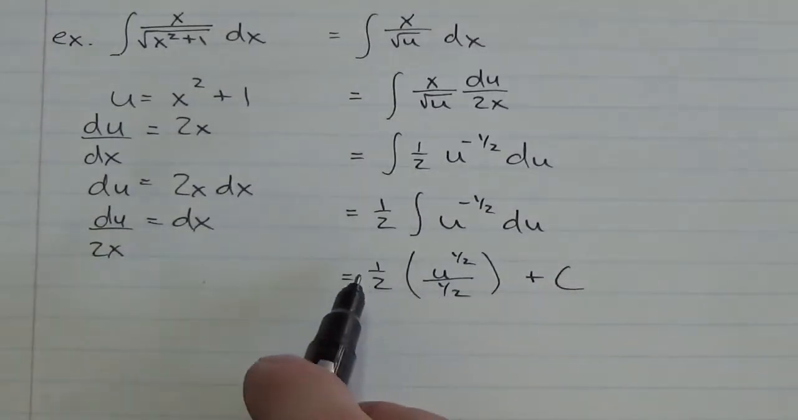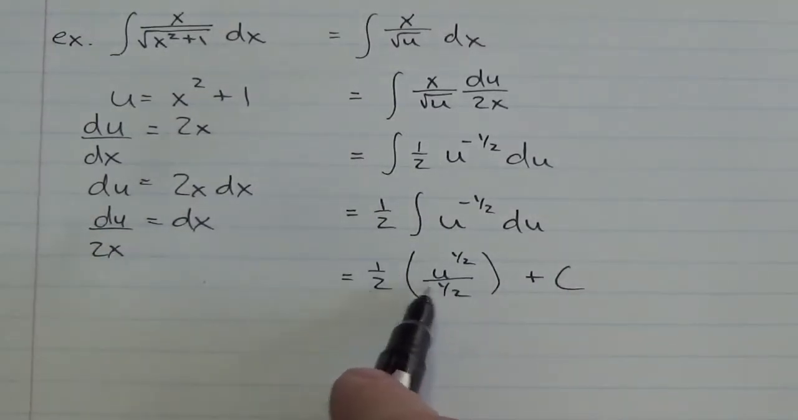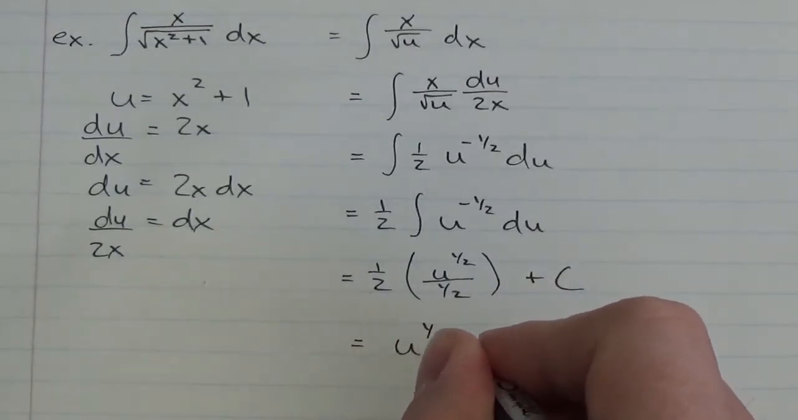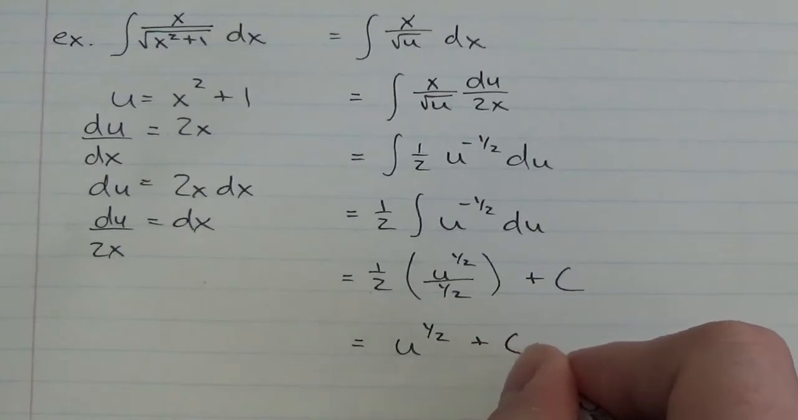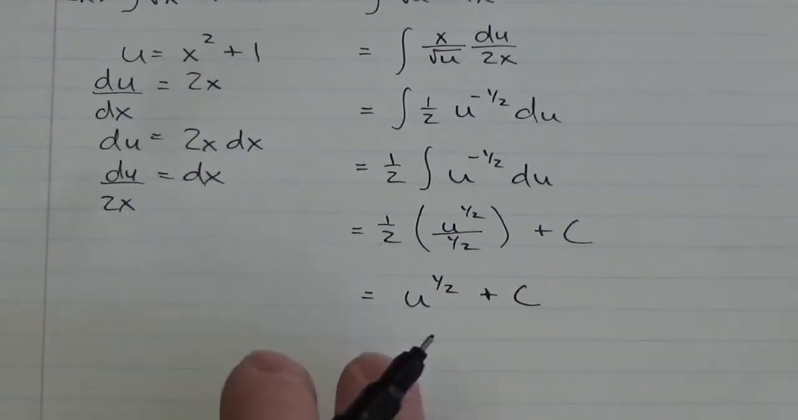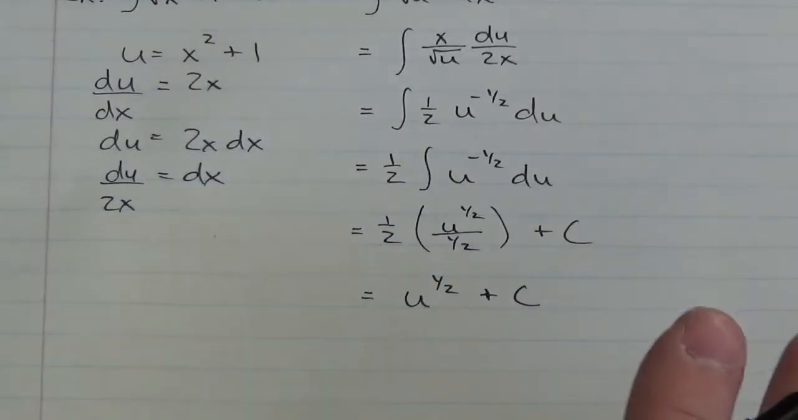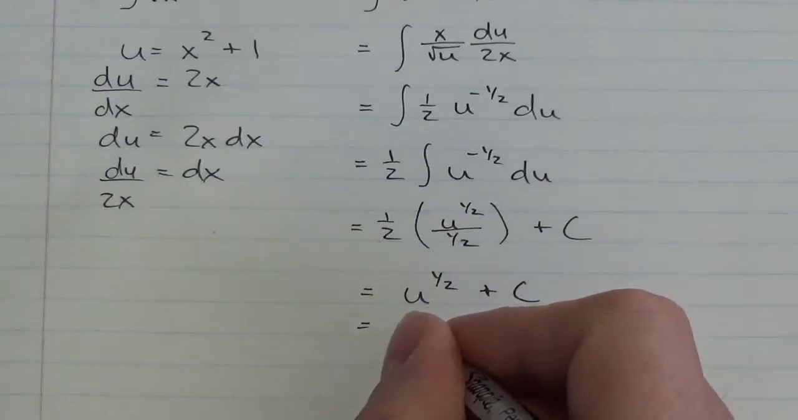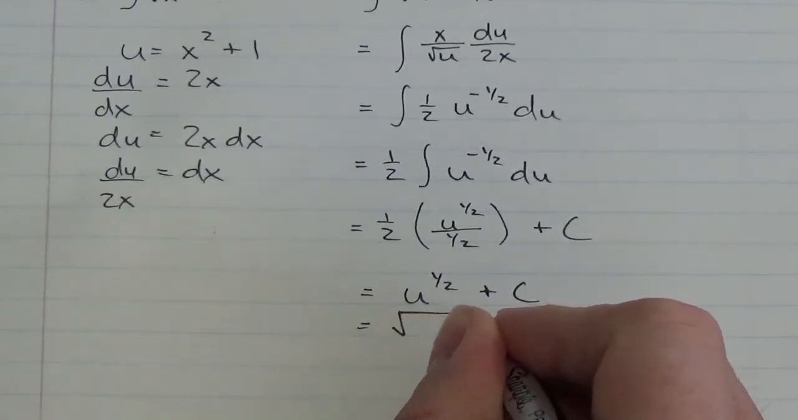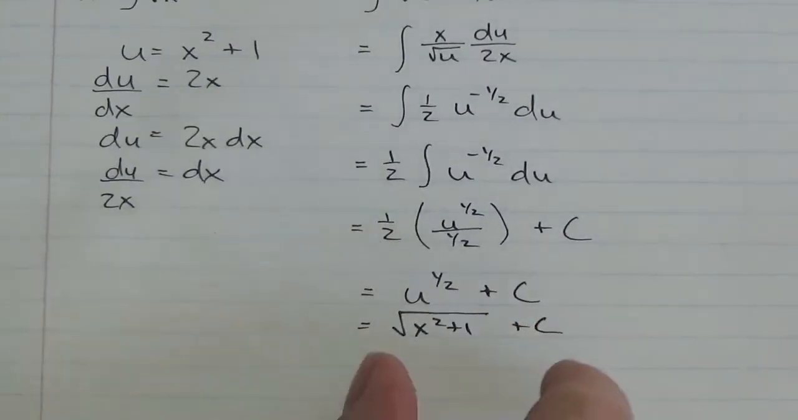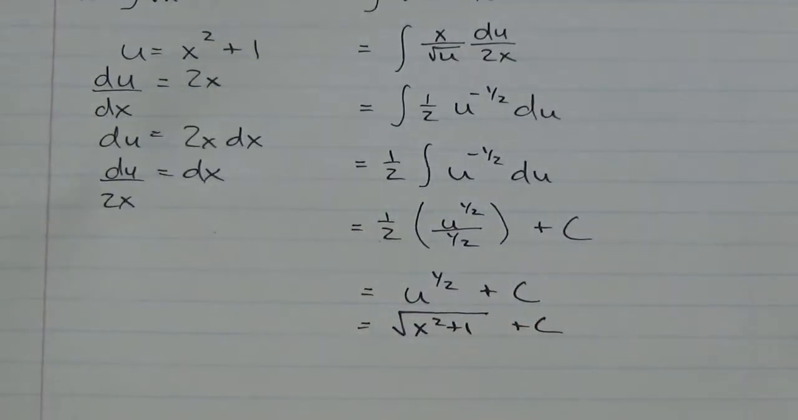Notice how beautiful this works out because I've got the 1/2 here and I'm dividing by a 1/2, so those are going to cancel each other out. So really my answer becomes u to the 1/2 plus c, which is kind of nice. And then I know I'm not quite done at this point, I know that u is equal to x squared plus 1. So this ends up really just becoming the square root of x squared plus 1 plus c. That right there is the antiderivative that I am looking for.